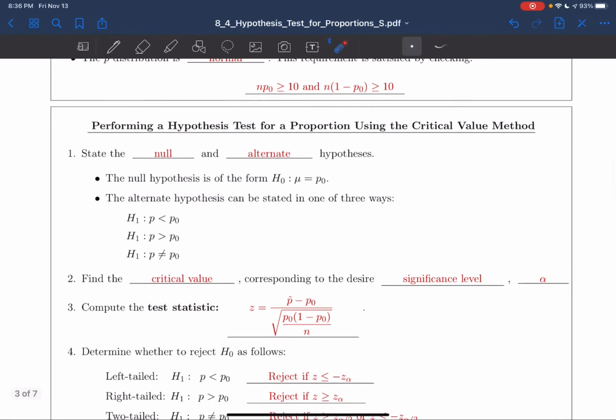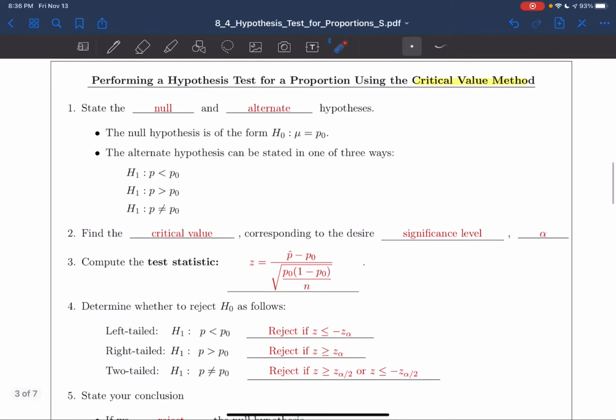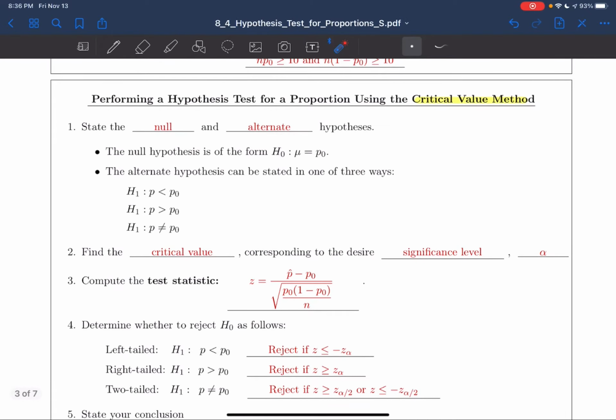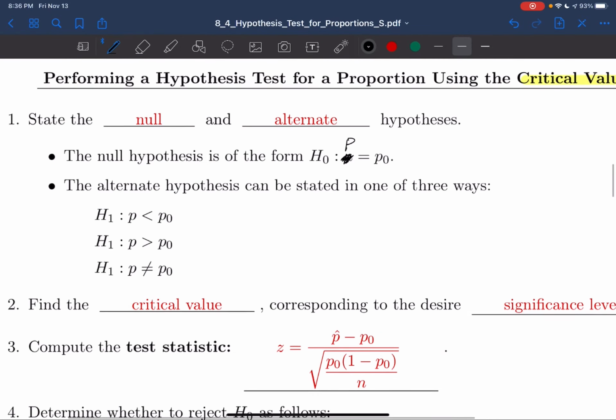So let's talk about some of the steps here. This is performing a hypothesis test for proportion using the critical value method. We want to state the null and alternative hypothesis. This should be p, by the way, our population proportion p. The null hypothesis is in the form of p is equal to p naught, where p is the population proportion and p naught is just a value, like a number that we're working with, that we're testing actually.